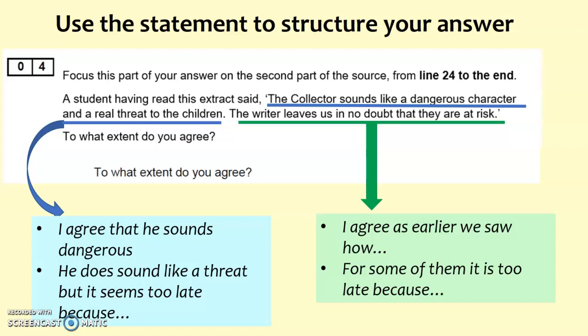And then I always encourage my classes to try and look at almost an alternative or offer their own idea. So, okay, yes, they do sound at risk, but maybe for some of them it's too late. They're not even at risk anymore because it actually sounds like some of them have died. Offering an idea like that is really good because it shows your own independent thinking. So let's move on and look at how I would structure my answer then.